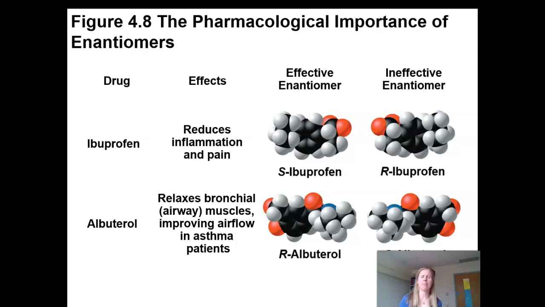And this deals with the extreme specificity of some of the receptors inside of our body, but usually it turns out that only one isomer is actually biologically active.